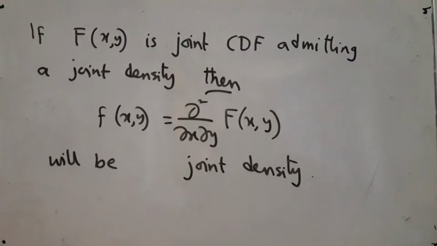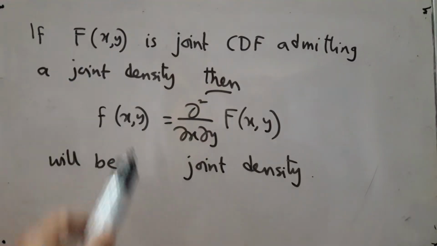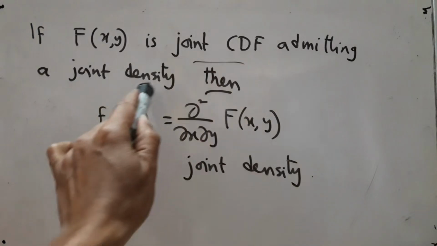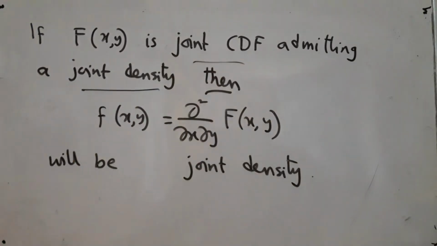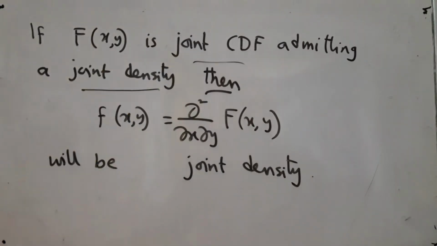Well, now there is a little catch here. It is not that someone has given you just a joint CDF and you are finding joint density. Someone has given you a joint CDF and has also given you the condition that it admits a joint density. So if someone just gives you a joint CDF and asks you to find a joint density if one exists, then how do you proceed? Well, you again have to find this, and then you have to check whether the iterated integral of this will really lead back to that or not.